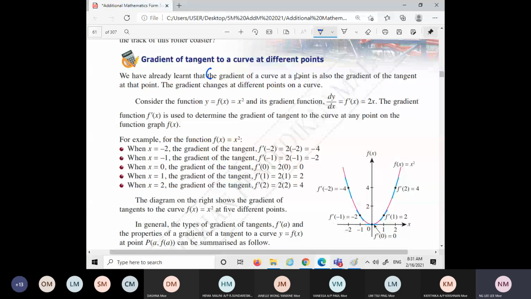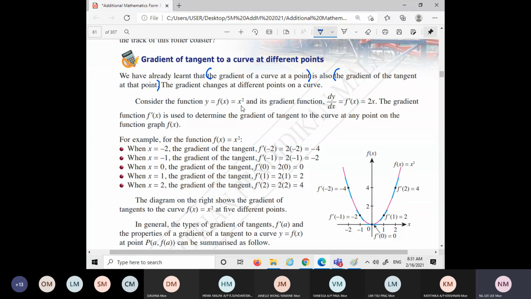The gradient of a curve at a point is the same as the gradient of the tangent at the point. These two are the same. The gradient changes at different points on a curve. What's the meaning of this? We look at this example.